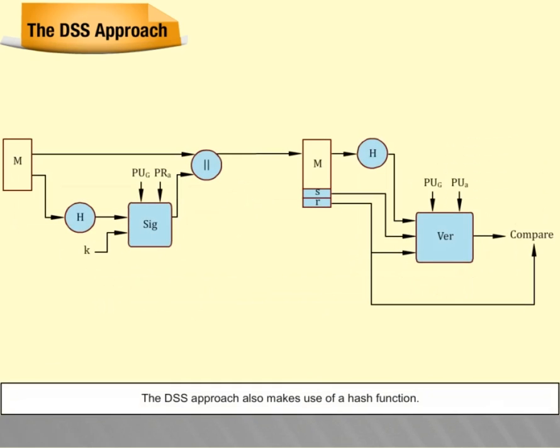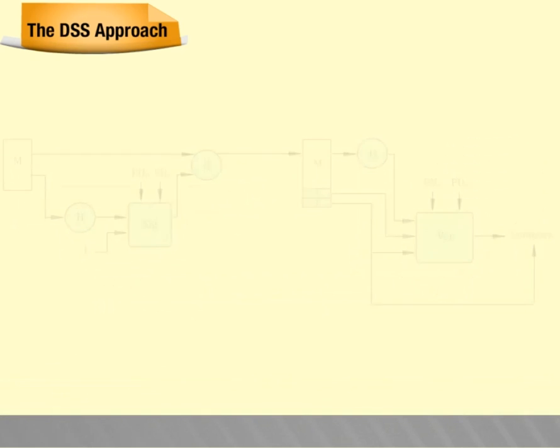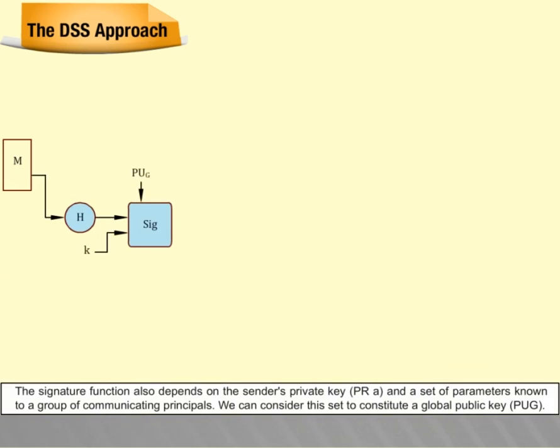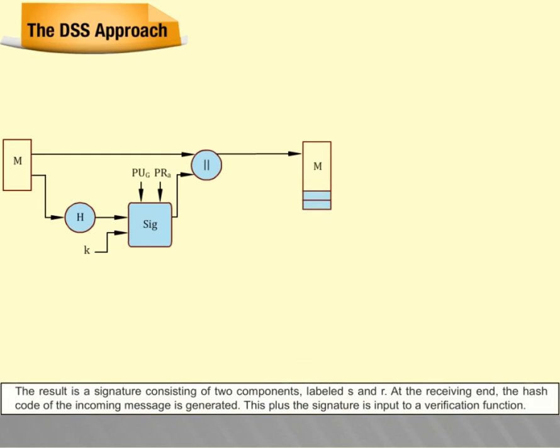The DSS approach also makes use of a hash function. The hash code is provided as input to a signature function along with a random number k generated for this particular signature. The signature function also depends on the sender's private key, PRa, and a set of parameters known to a group of communicating principals. We can consider this set to constitute a global public key, PUg. The result is a signature consisting of two components, labeled s and r.